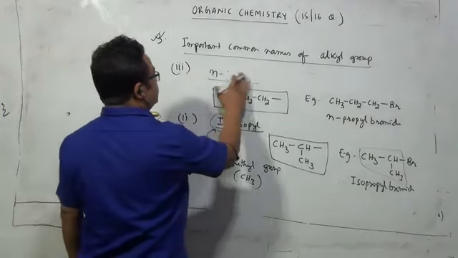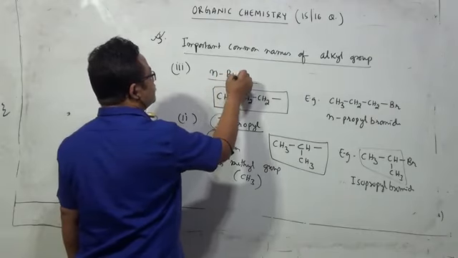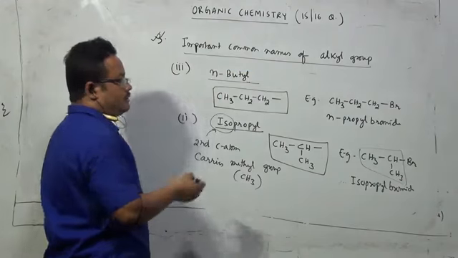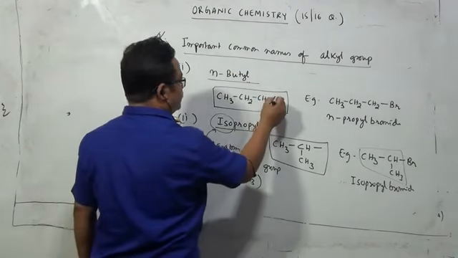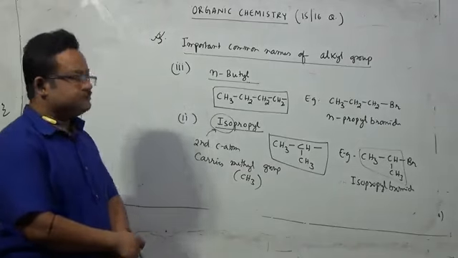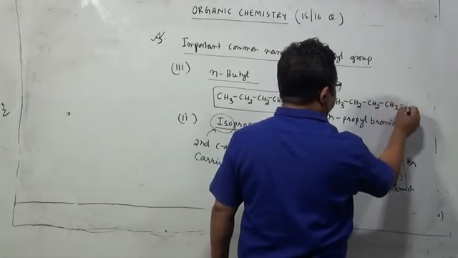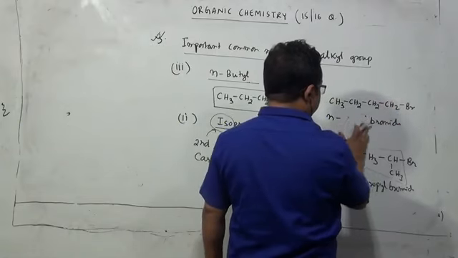Next, let's say N-butyl. Butyl means 4 carbons, and the N means normal, straight chain. This is the N-butyl group. An example is N-butyl bromide.